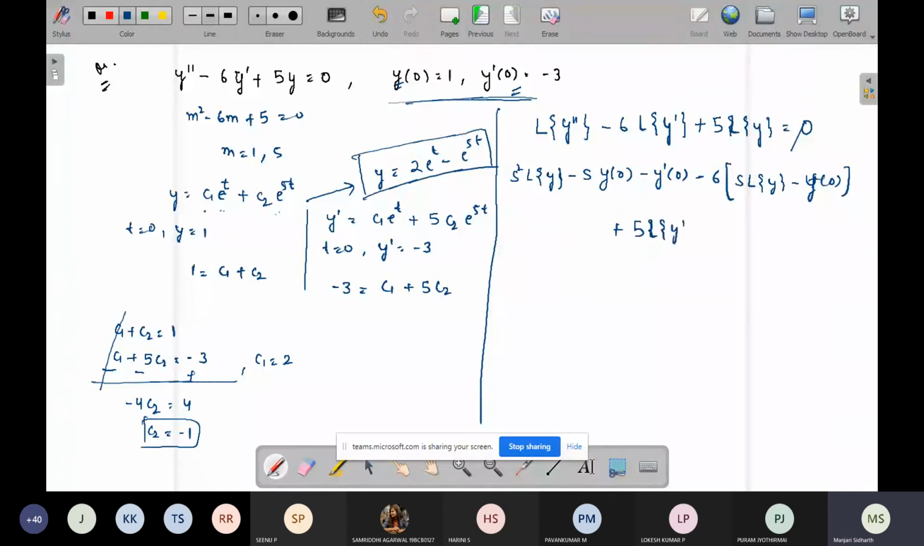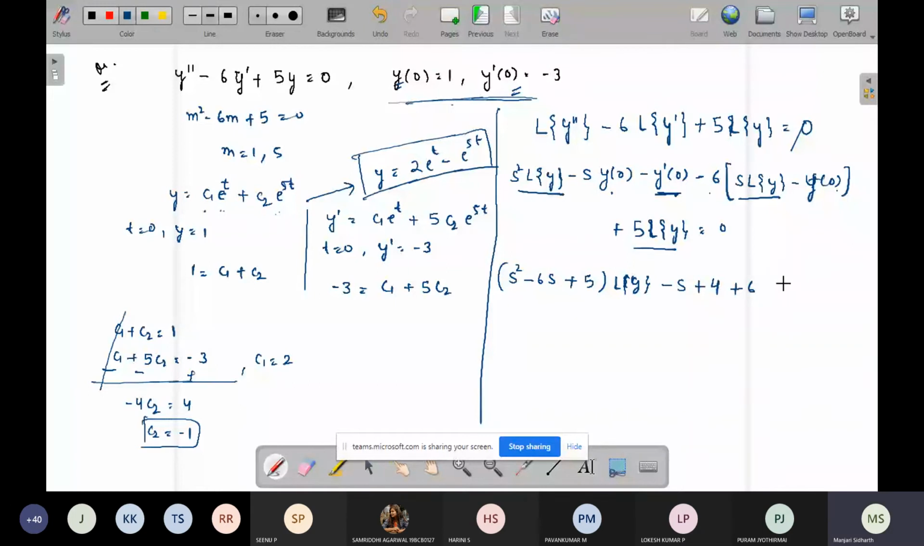Laplace transformation of y. Now collect the coefficient of Laplace transformation of y. So you will get s square minus 6s plus 5 times Laplace transformation of y. The y0 value is 1, so minus s. The y dash 0 value is 4, so plus 4. 6 into y0 means 1, that means plus 6.